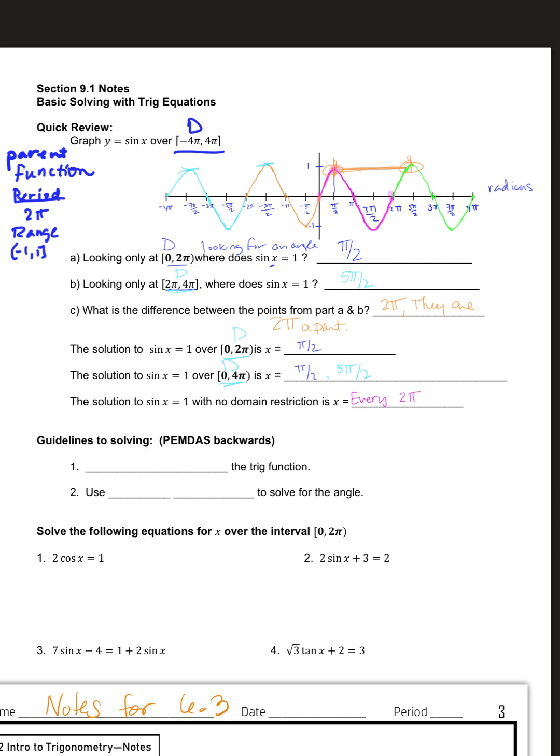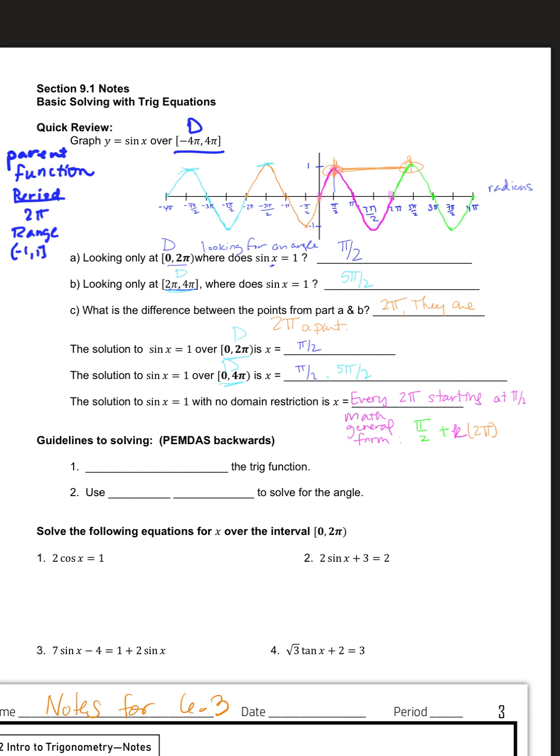2 pi, starting at pi over 2. Now the math speak, or the general math form for this, is what we would say: at pi over 2, so that's where it starts, plus k times 2 pi.